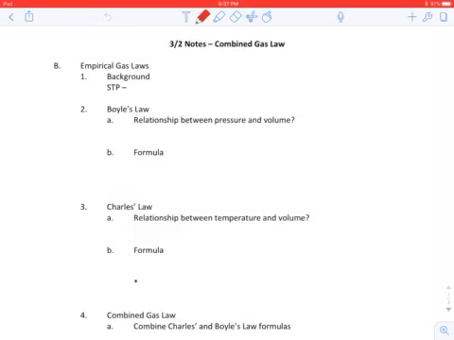Good evening, Chem students. This set of notes is about 3-2 notes. This is the combined gas law. We talked about this on Friday. So we are talking about the empirical gas laws.